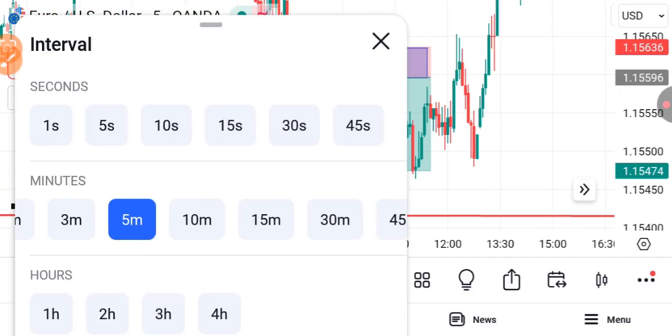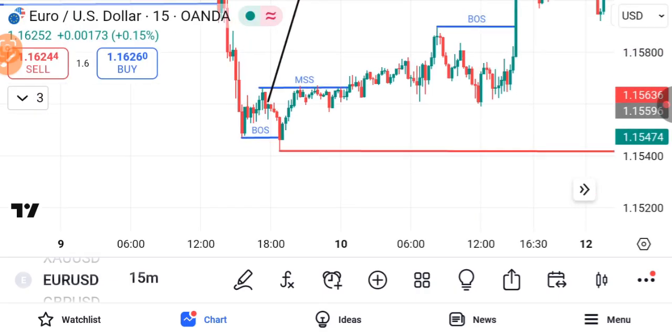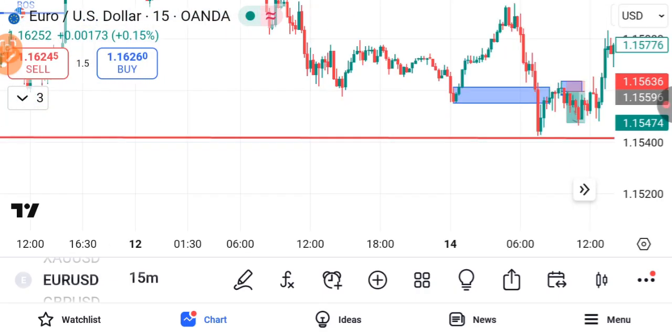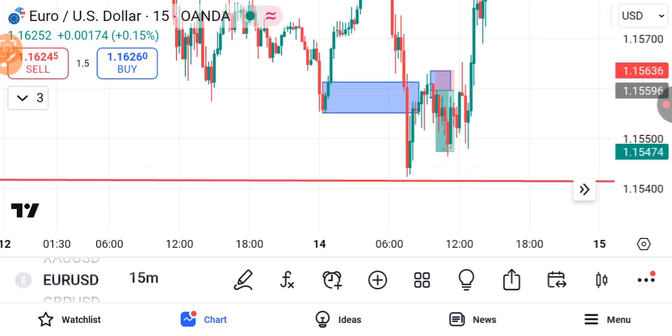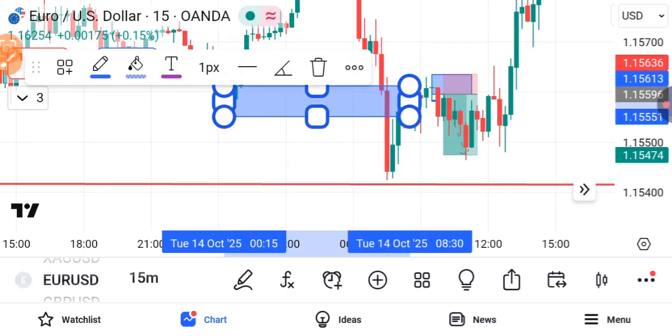So at the end of this video, you will be able to identify an order block and a breaker block. If you want me to do more video explanation on order blocks or breaker blocks, just write it in the comment section. All right, this is a breaker block.